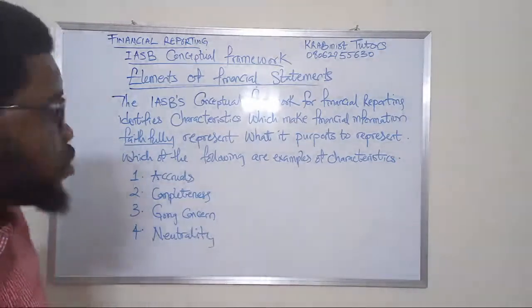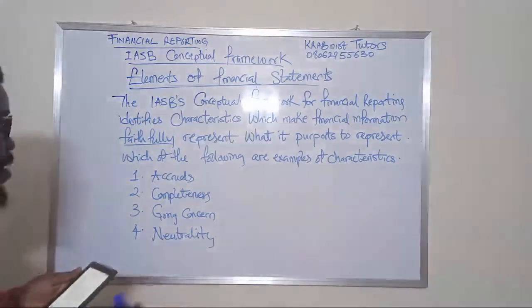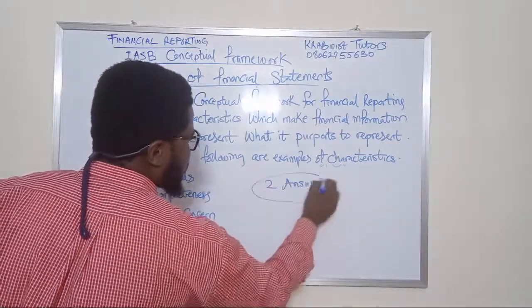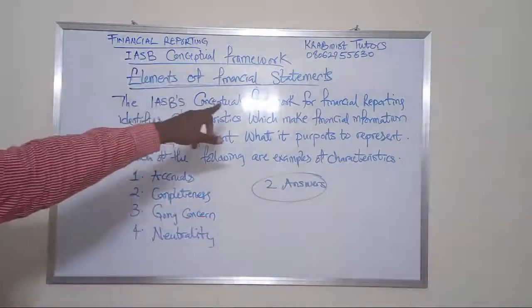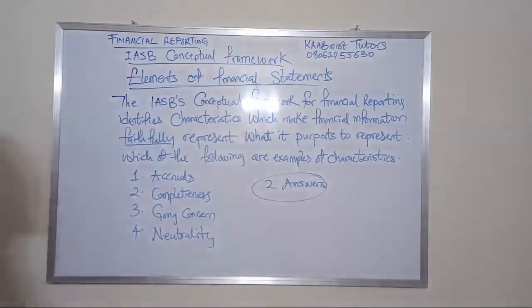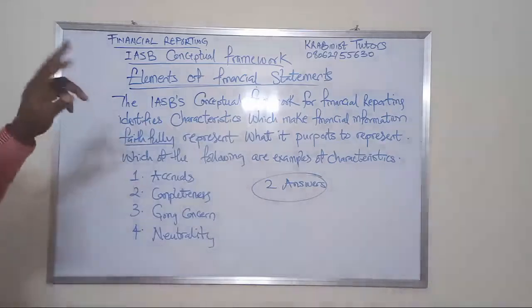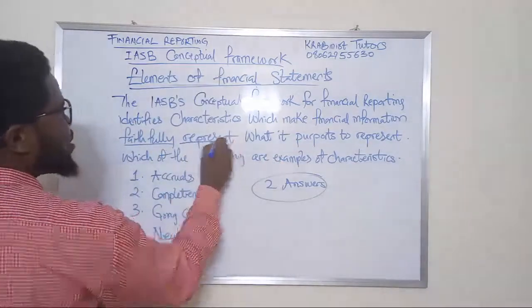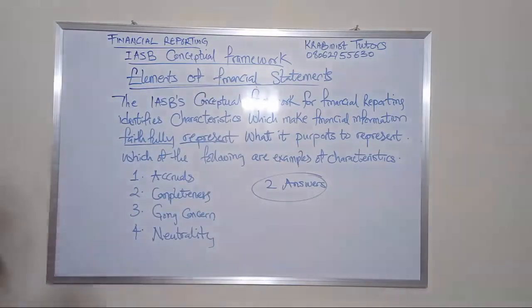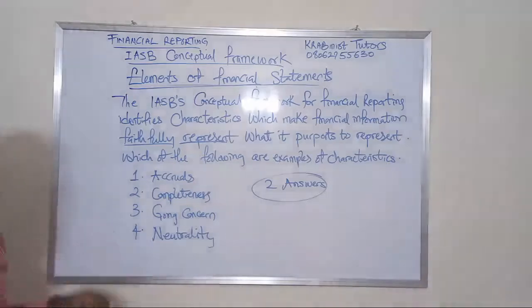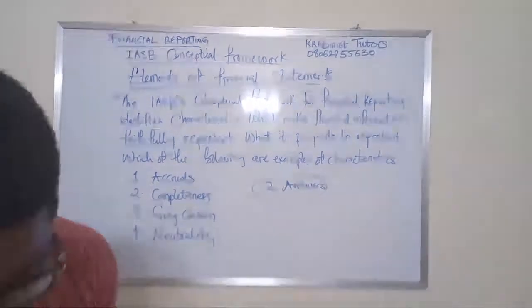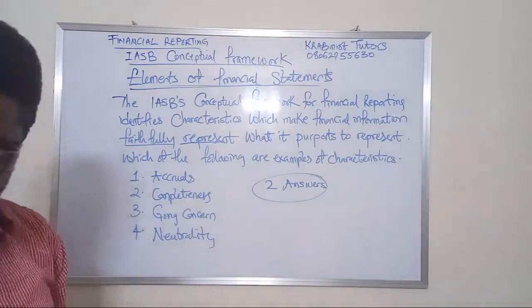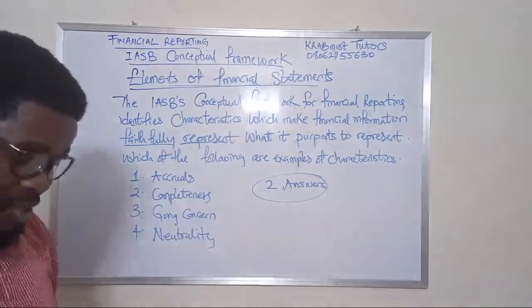There are two answers to this. Look at this question. It says the IASB conceptual framework for financial reporting identifies characteristics which make financial information faithfully represent what it purports to represent. Which of the following are examples of characteristics? You have to type your answer.